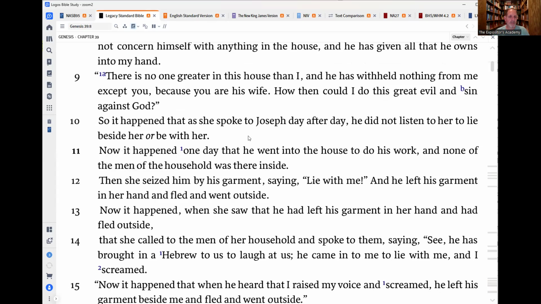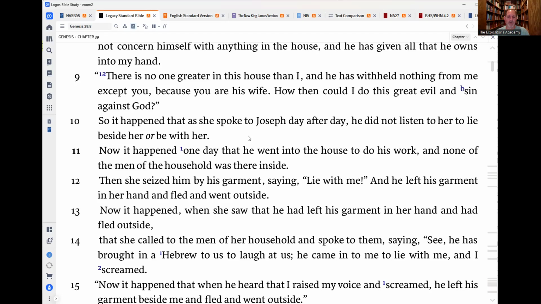Verse 10. So it happened that as she spoke to Joseph day after day, he did not listen to her to lie beside her or be with her. Now it happened one day that he went into the house to do his work, and none of the men of the household was there inside.